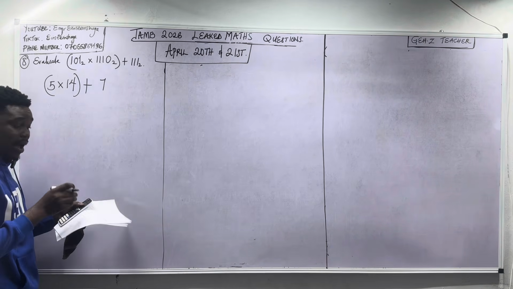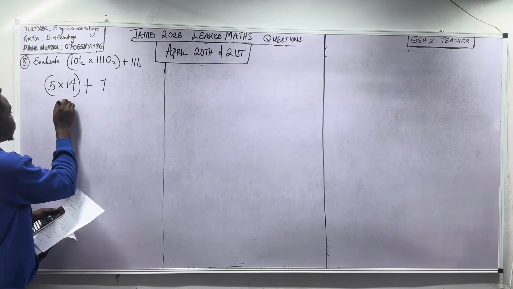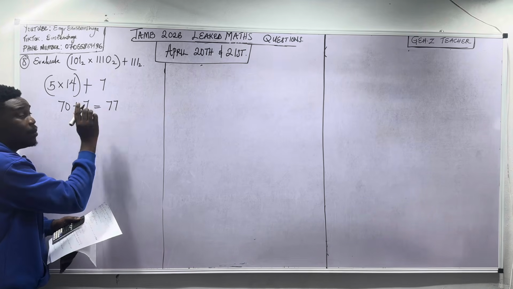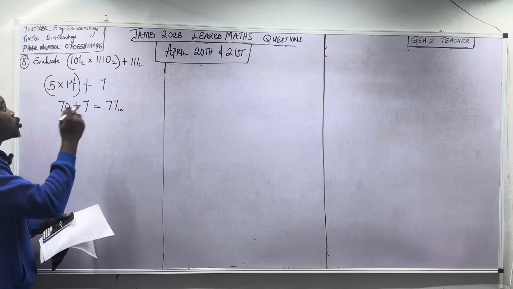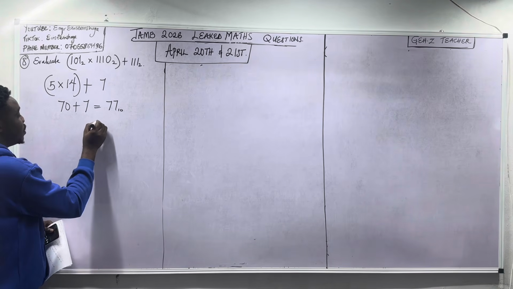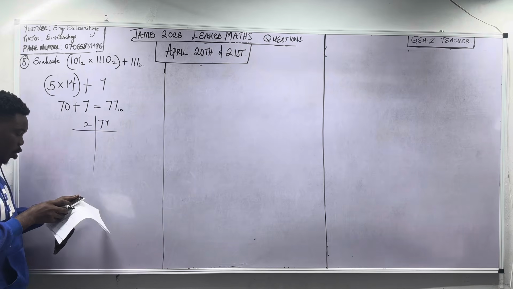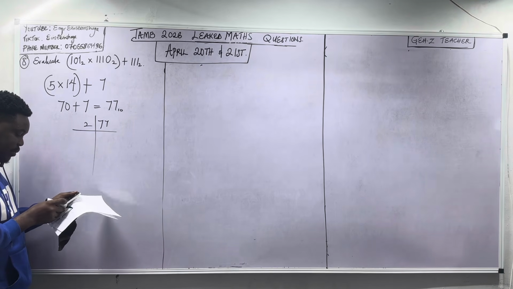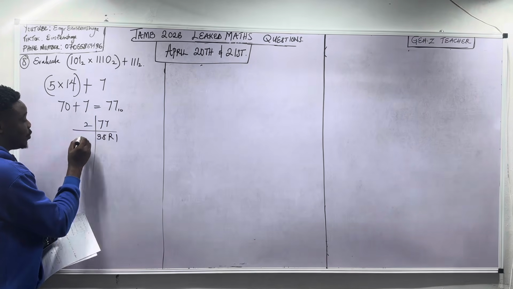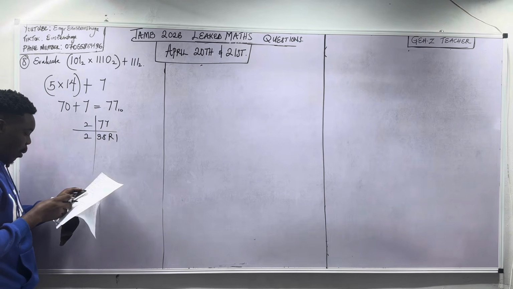Now quickly, what is 5 times 14? 5 times 14 gives you 70. So we have 70 plus 7, and that's 77. Now this is the answer in base 10. We're going to convert to base 2 because the question came in base 2. Quickly, you're going to say 77 and then you put a 2 here. Can 2 go into 77? Yes. How many times? 38 times. Remaining 1. Then 2 into 38. Yes, it can go 19 times.